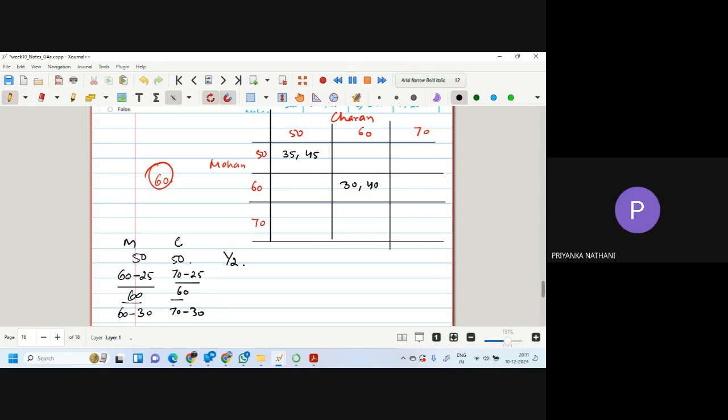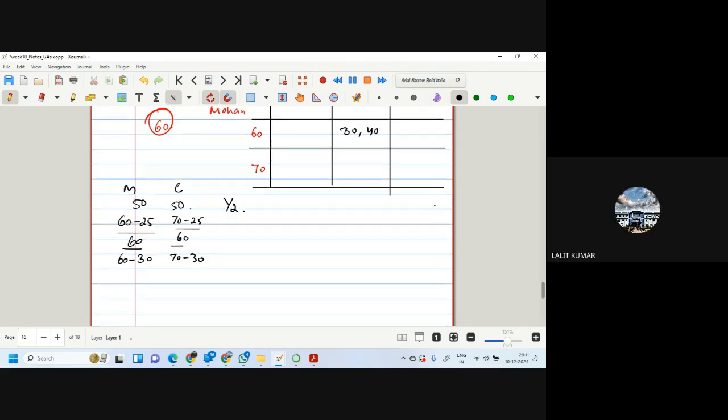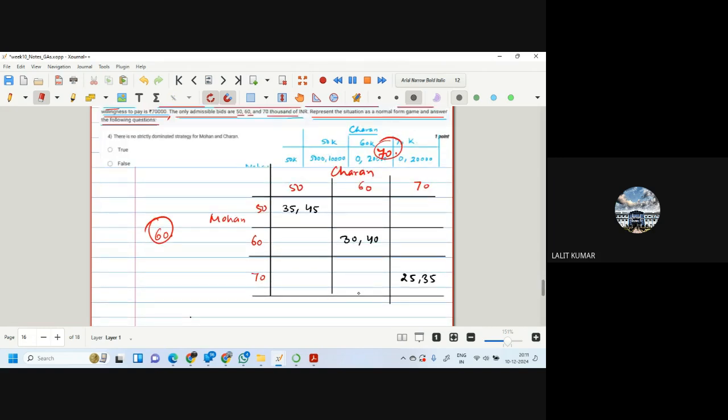Now we come to 70, 70. 60 minus 35 and 70 minus 35. So 25 and 35. Now in the rest of the cases, it is easy.